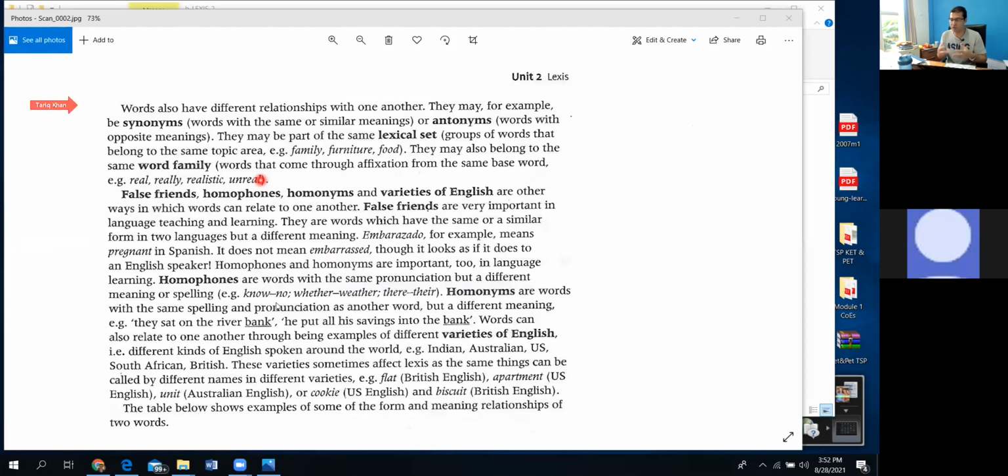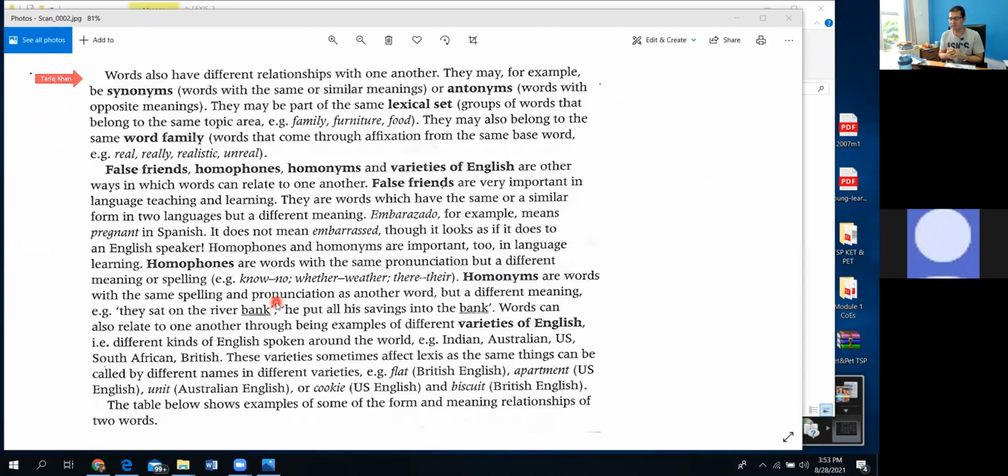As human beings, they have relationships with each other as a family: brother, sister, mother, father, husband, wife, boyfriend, girlfriend, colleagues, office colleagues, friends. All right. Likewise, words also have relationships, and we are going to talk about that. What are the words' relationships with each other? They may, for example, be synonyms. What is a synonym? You know that very well.